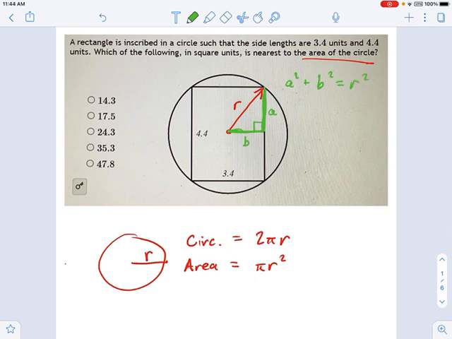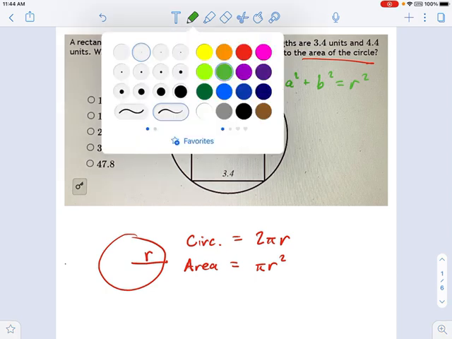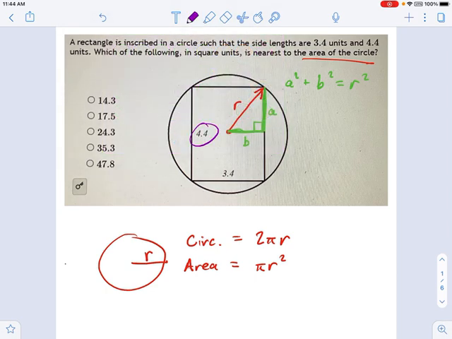Well, I actually know a and b. a is 1/2 of 4.4. So let's use that information we were given. This is going to be 4.4 divided by 2. That's my a value. And the b value is 3.4 divided by 2. We're going to square that. And that will give me what r squared is.